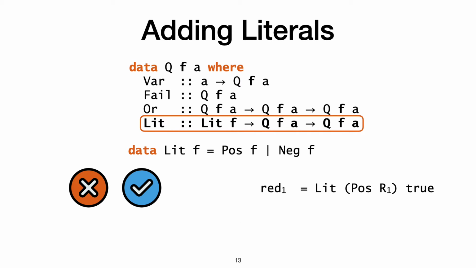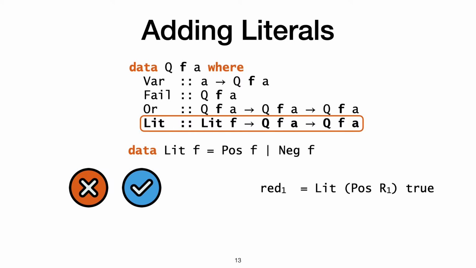In a next step, we can capture query literals in a lit constructor. So we add now literals to our query data type. Literals range over facts, f, so we add f to the data type as well, to distinguish now between values a and facts f.